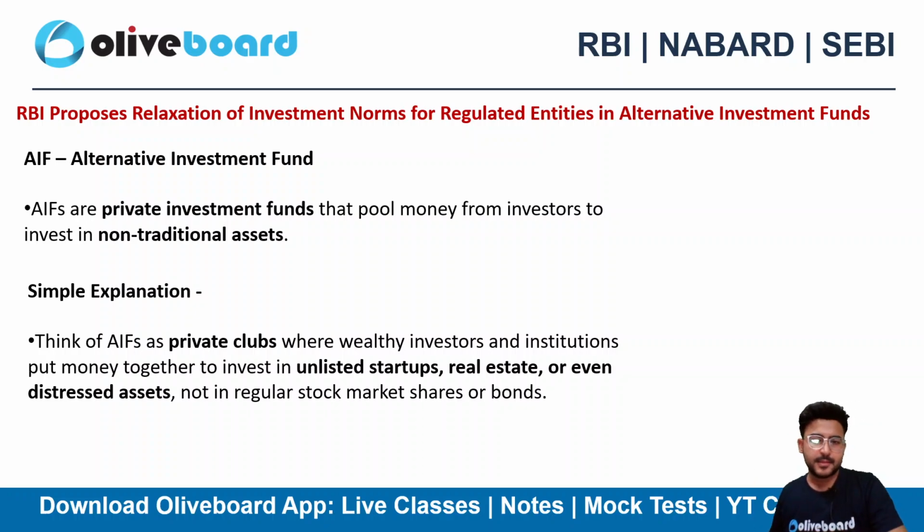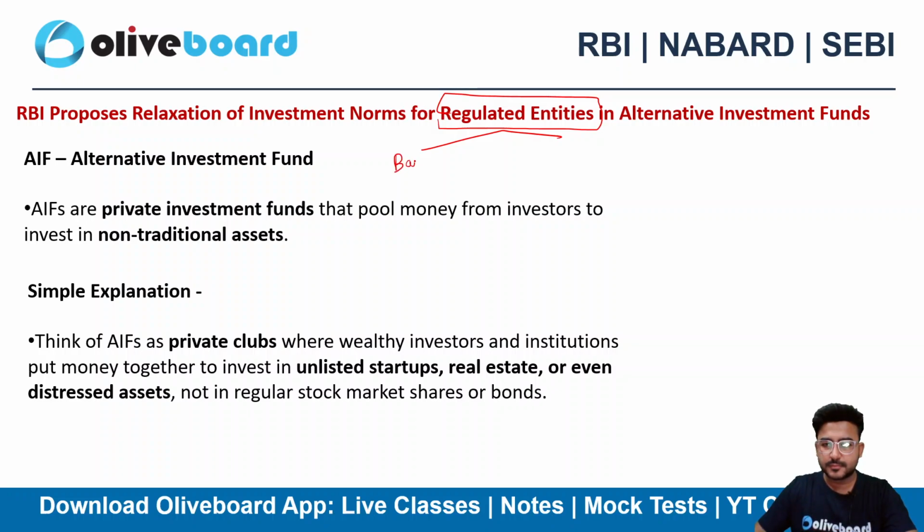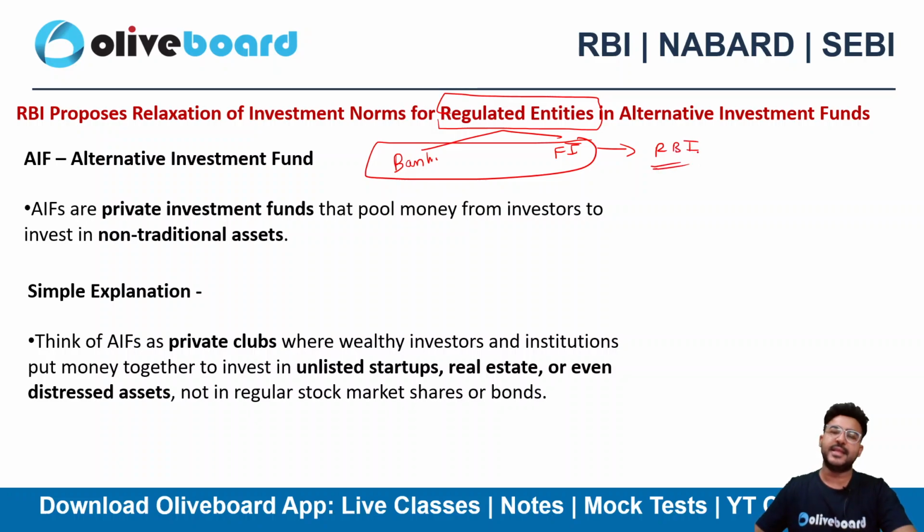So first thing, I'll be telling you about the basic meaning of the terminologies that are there in this particular draft circular. The first terminology is a regulated entity. What do you mean by regulated entity? It can be a bank, it can be any other financial institution which is regulated by RBI. That's why we call it a regulated entity, because it's being regulated by RBI, right?